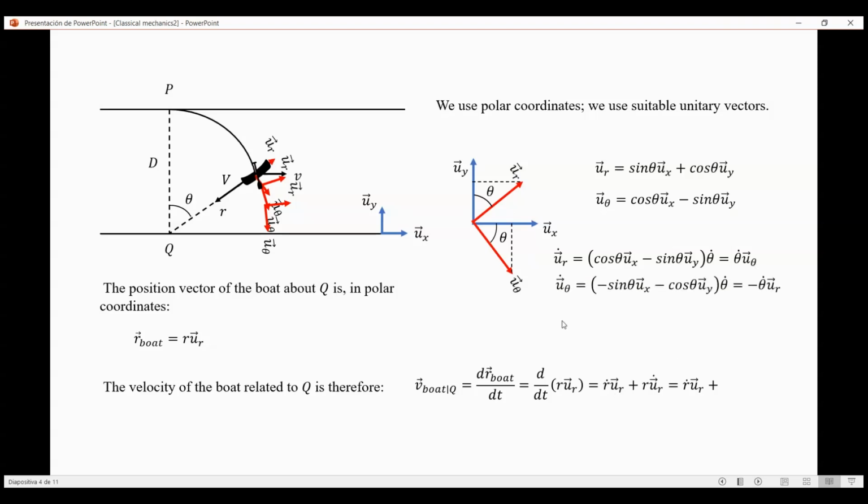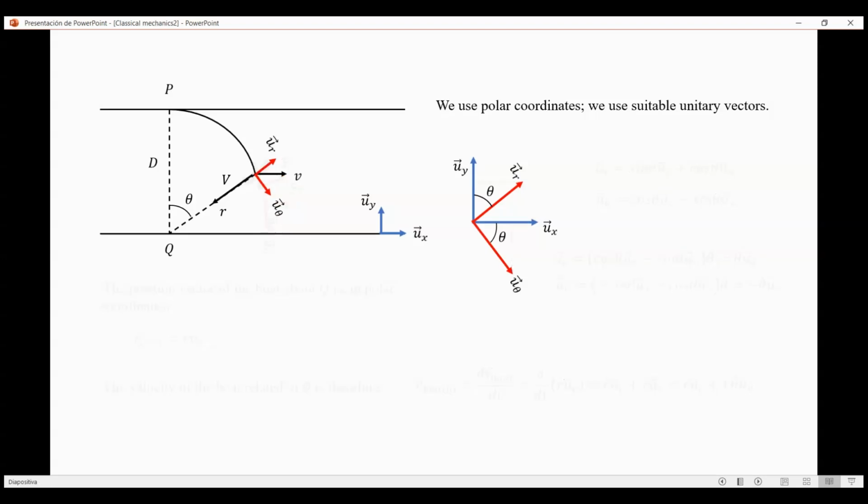We could also, now we don't need it, but u sub theta also depends on time. But here we finish because we don't need the derivative in time of u sub theta. But just if you want to know, it also depends on time. So here is the derivative in time. So finally, the velocity of the boat related to q is r dot u sub r plus r theta dot u sub theta in polar coordinates.